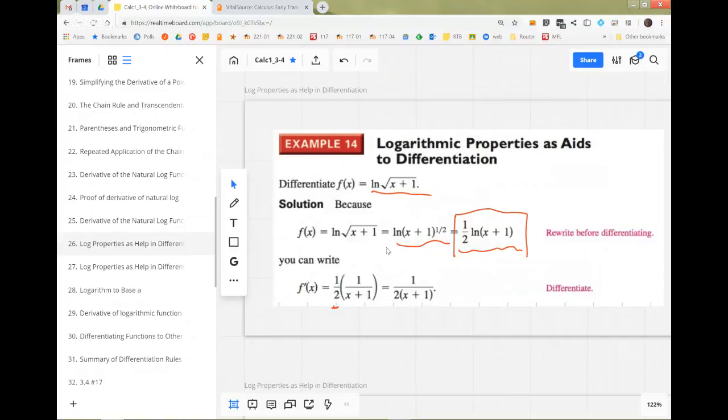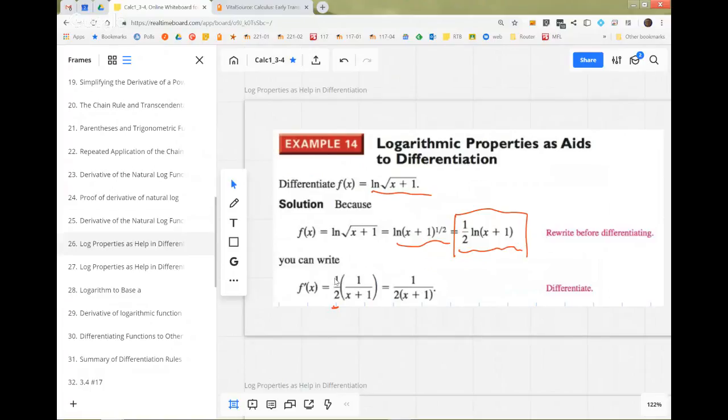So here, in this underlined section, the natural log of x plus 1 to the 1/2, with log laws, is 1/2 times the natural log of the base, x plus 1. And what's the derivative of the natural log of x plus 1? 1 over x plus 1. And then do we have a chain rule? What's the derivative of x plus 1? 1. Yeah, so that's why it doesn't show up.